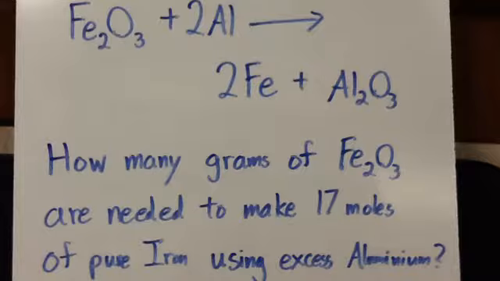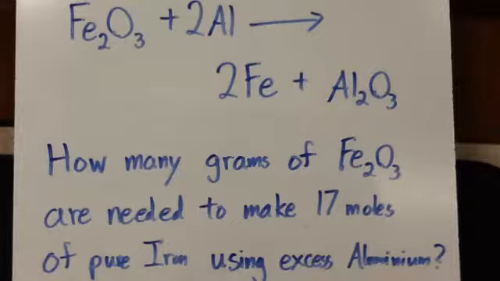Additionally, we're given the information that there is excess aluminum. The fact that there's excess aluminum means that there is as much aluminum as we need. There will be more than what we need. So imagine that you're baking a cake and you have so much sugar at home that sugar is in excess. No matter how much cake you want to make, there is enough sugar for you to use. So no matter what recipe you use, there's always enough sugar.